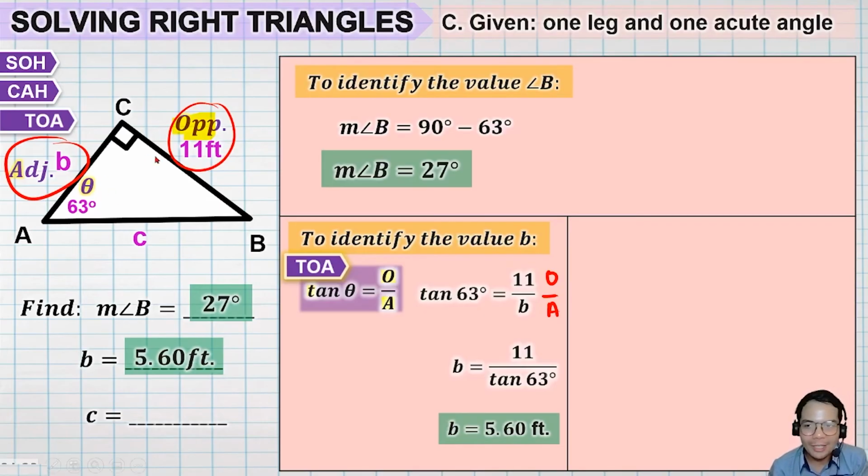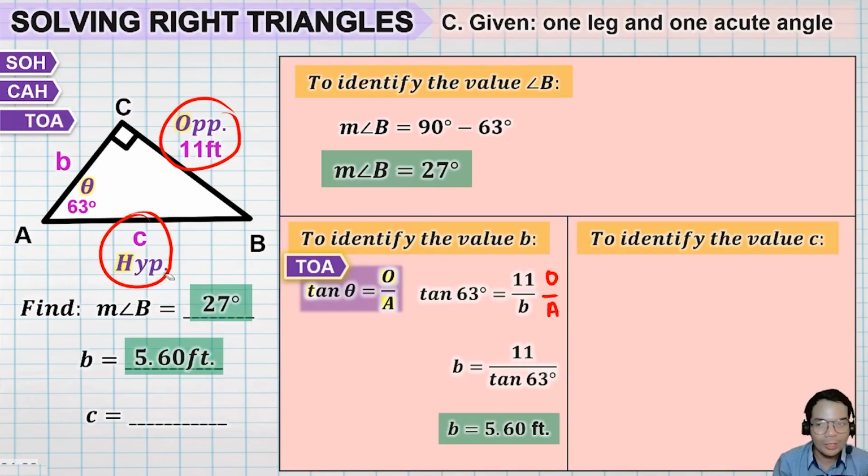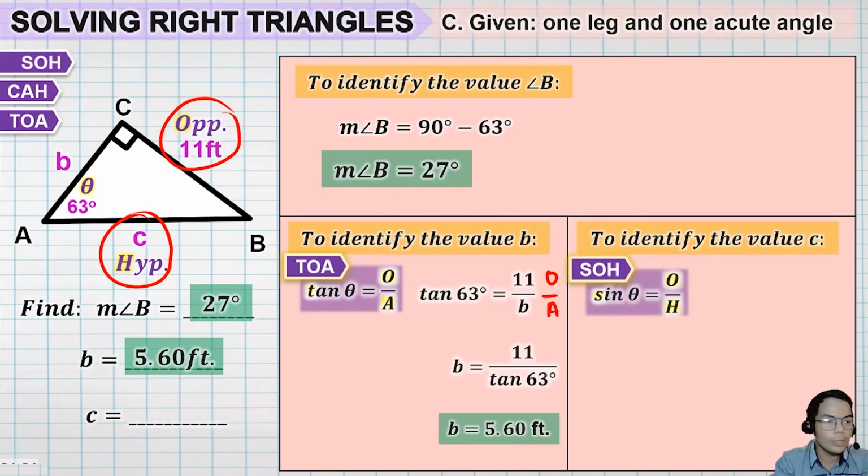Anyway, right after that, we can now solve for the value of C. But this time, kukuhain ulit natin si 11, kasi yan yung binigay sa atin na value. Now, to solve for the value of C, hindi mo na gagamitin yung TOA, kasi si C ay hindi adjacent side. Si C, siya yung ating hypotenuse. That means magbabago yung trigonometric ratio na gagamitin natin. Hindi na si TOA, si SO na this time, because we have now our given, the opposite side, 11 feet, and the one that we're looking for, the hypotenuse, which is C. So, gagamit tayo ng SO, or sine theta is equal to opposite over hypotenuse.